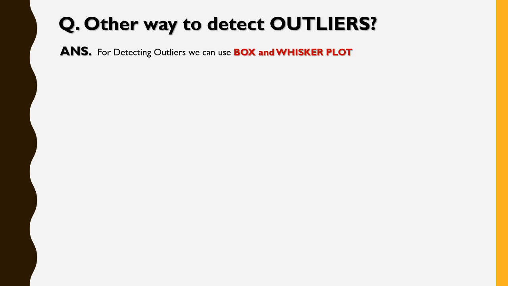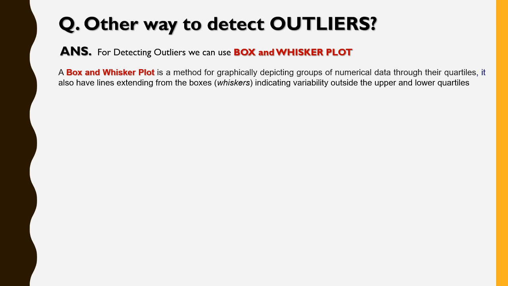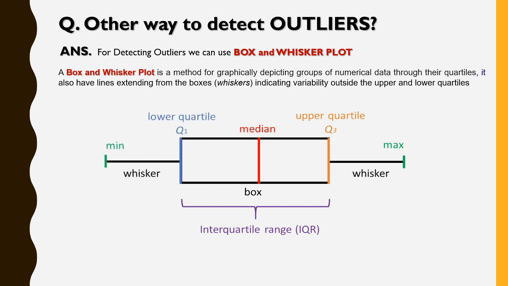outlier or not. A box and whisker plot is a method for graphically depicting groups of numerical data through their quartiles. So what it is basically doing, the box and whisker plot will be dividing your data into quartiles. It also has lines extending from the boxes of the quartiles, indicating whether the data is outside the upper or lower quartiles, and the data that is outside the upper or lower quartile will be called outliers.